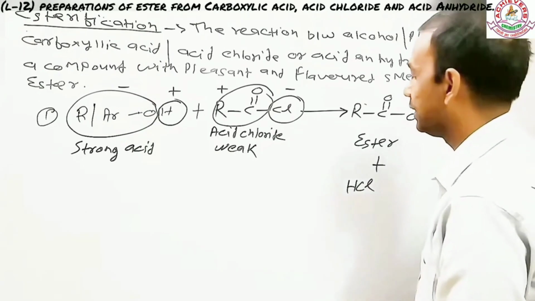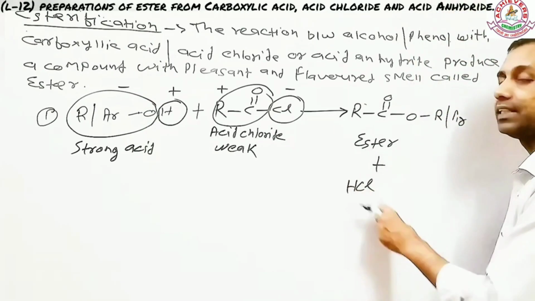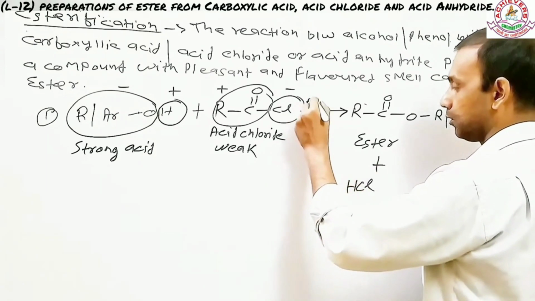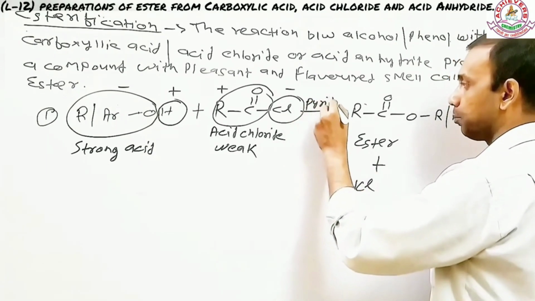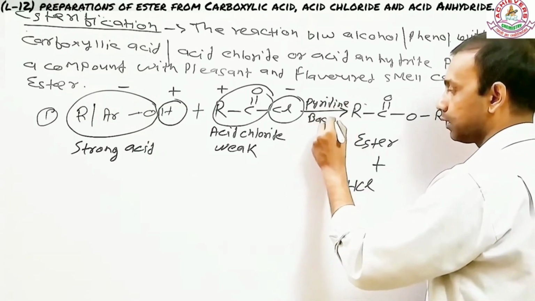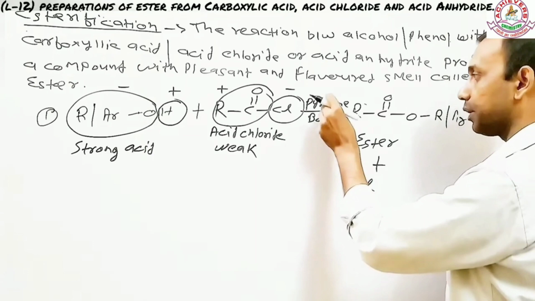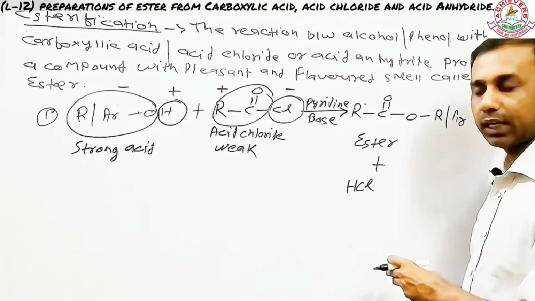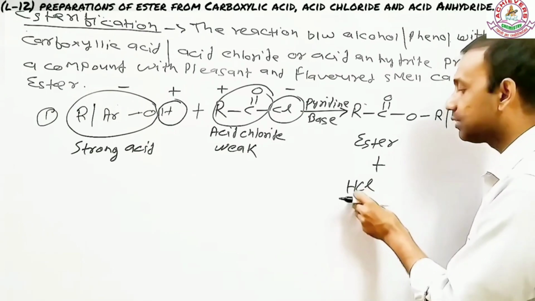Now the question is, how are you going to remove this HCl? Now you have to use pyridine, a base. Pyridine is what? A base. So what happened? Pyridine reacts with this acid and neutralizes it, converts it into salt, and this is how it's removed again.